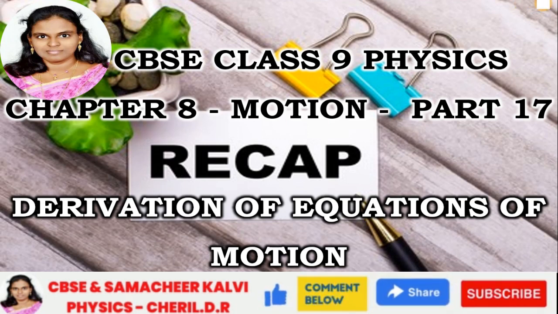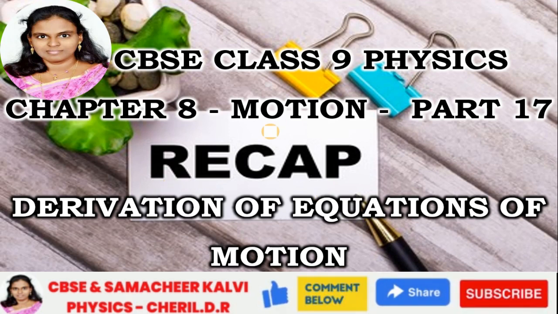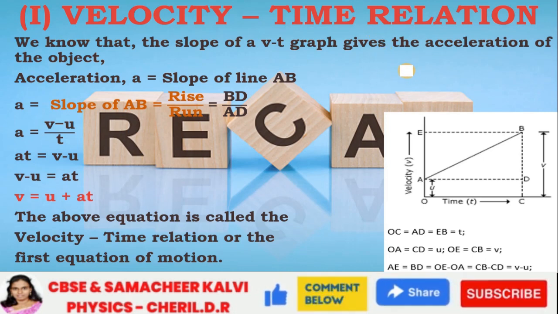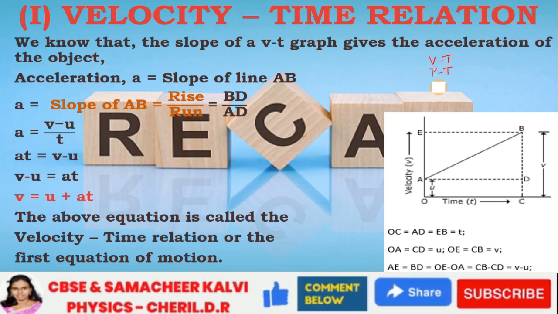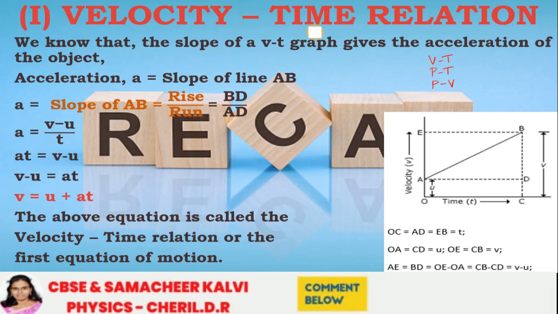Okay, we've discussed the three equations of motion in the previous videos in parts 14, 15 and 16. So in this video we'll be giving a quick recap, or I can say a comparison, of all the three equations of motion. The first equation of motion is the velocity time relation. As we all know, there are three: one is the velocity time relation, the second one is the position time relation, and the third one is the position velocity relation.